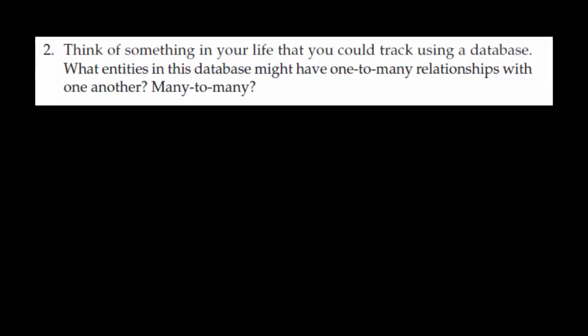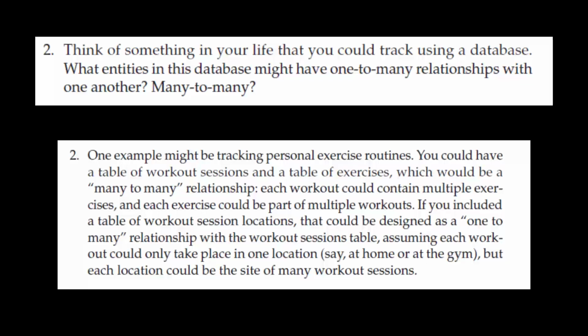In chapter 1, exercise 2 says, think of something in your life that you could track using a database. What entities in this database might have one-to-many relationships with one another, or many-to-many? In the back of the book, the answer is talking about an exercise database. You can have a table of workout sessions and a table of exercises. That would be a many-to-many relationship. Each workout could contain multiple exercises, and each exercise can be part of multiple workouts. If you included a table of the workout session locations, that could be designed as a one-to-many relationship with the workout sessions table, assuming each workout could have only one location.